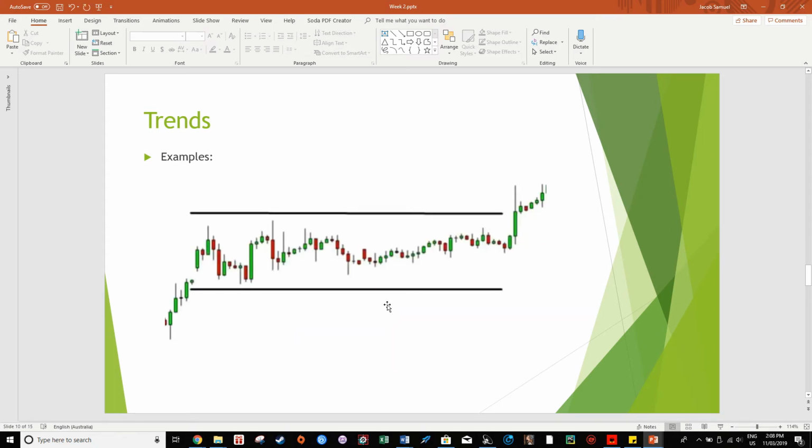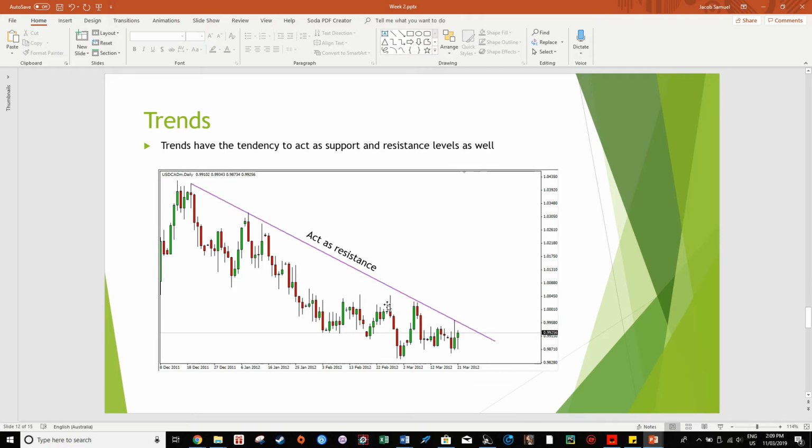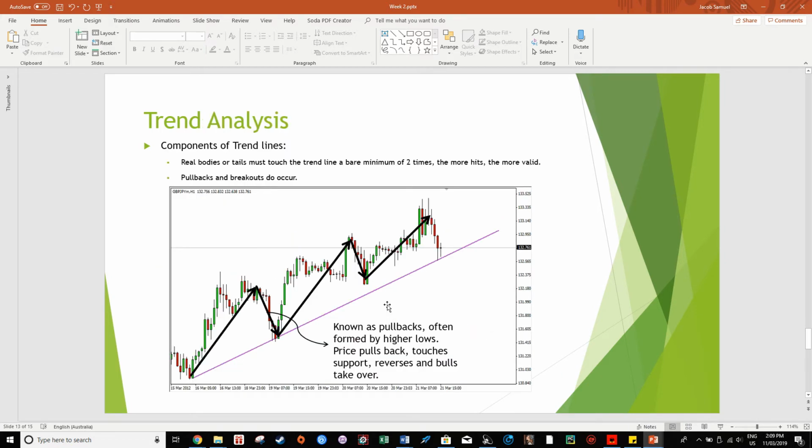All right. So what's that? Uptrend, downtrend, sideways movement, sideways consolidation. Beautiful, that's very good. And we spoke about that already. They act as support, act as resistance.